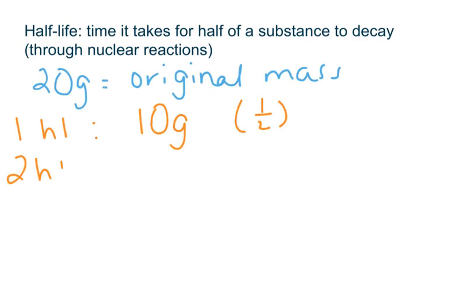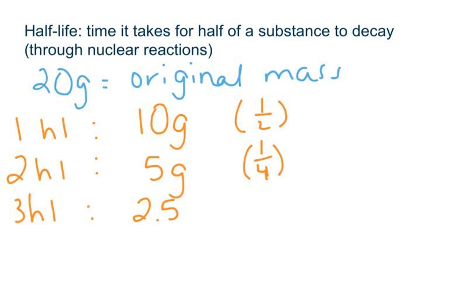After two half-lives, we would have half of the half, so half of 10, which is 5 grams, which is 1/4 of the total. After three half-lives, we would have half of 5 grams left, which is 2.5 grams. Of the initial 20 grams, 2.5 is 1/8. And so on and so forth. 1/16th, 1/32nd, 1/64th, so on and so forth. And it would just keep going and going and going. And there's always a little bit left over.